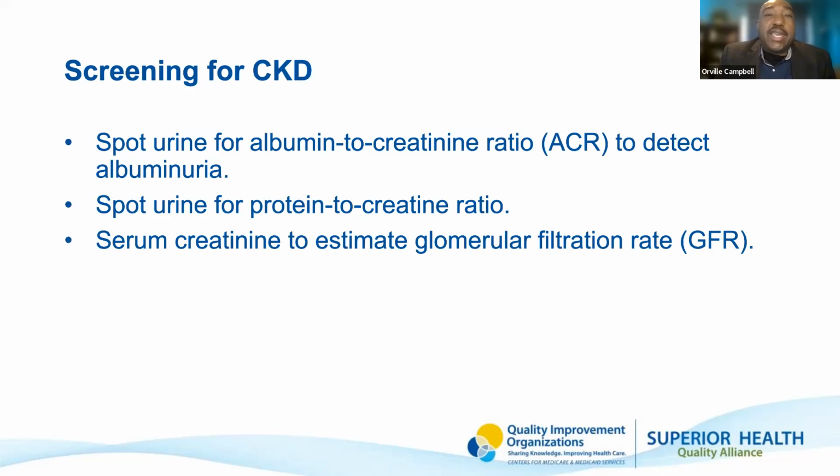Screening for CKD, again, you want to check the albumin to creatinine ratio to detect albuminuria. What's the difference between albuminuria and proteinuria? It's basically the amount present. We won't get into that, but it's the same thing. The majority of protein in the urine would be made up of albumin, unless it's an abnormal protein, such as light chains from something like myeloma.